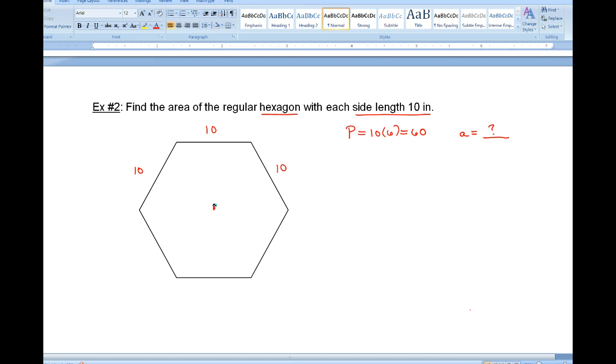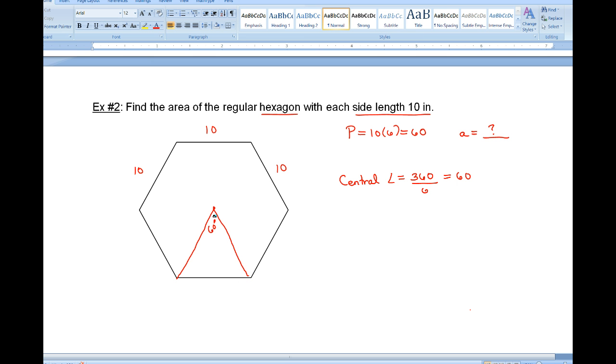Always. For a pentagon. Okay, so what was my step 1? Let's figure out the central angle. Good. So the central angle is 360 over 6, which is 60. Right? So that means this is 60 degrees.